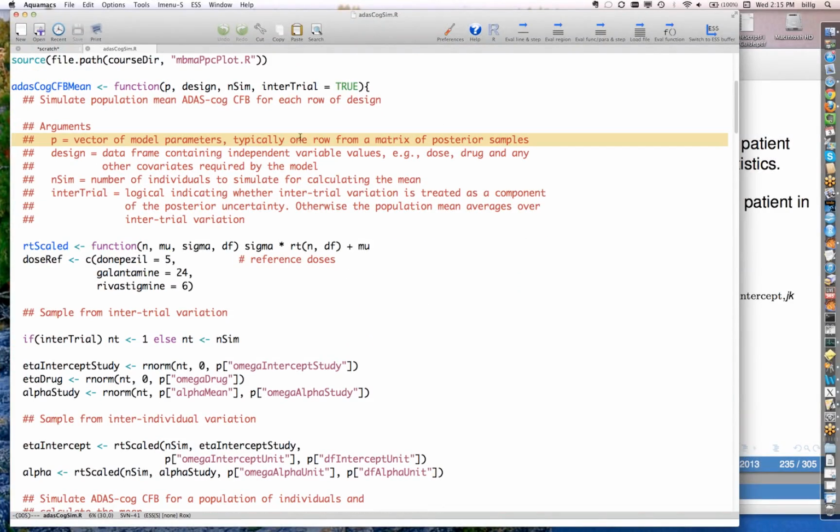So that's a vector of model parameters. And in our case, that's going to be basically pulling off one row from our matrix of posterior samples and passing that in as a vector. So that's going to contain our parameters. Design is the way I've set it up, it's a data frame that contains our independent variable values. In this particular case, those are going to be drug, dose, and time for what we're doing.